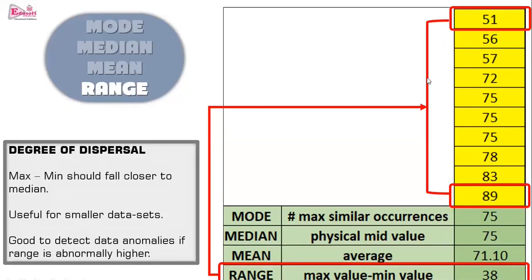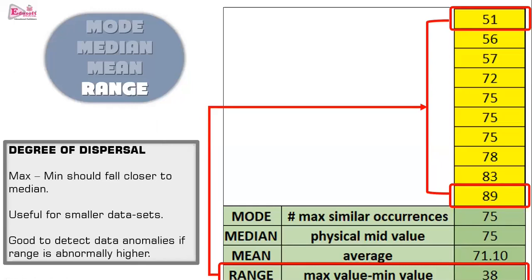Then we come to another statistics term called range. Range is simply the difference between the maximum value and the minimum value in the data set. It actually tells you the spread of the data set, the degree of dispersal. If the minimum and maximum values are very close, they should be closer to the median, the middle value. Otherwise, if you have a huge data set, then this range value would be higher. So taking range is good for smaller data sets, and range helps you in detecting anomalies in the data.